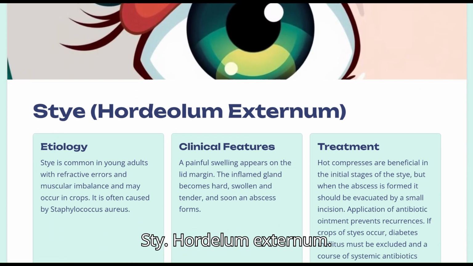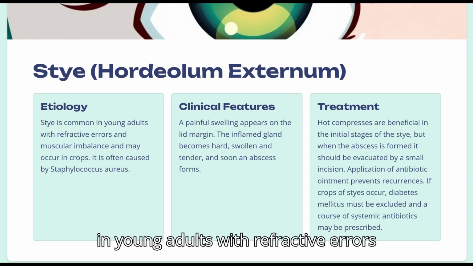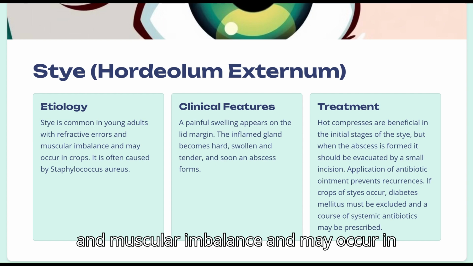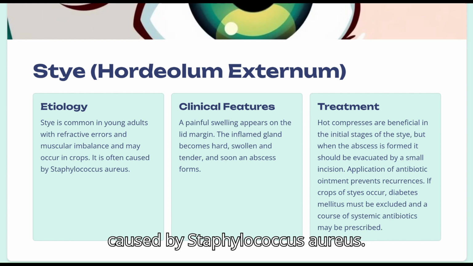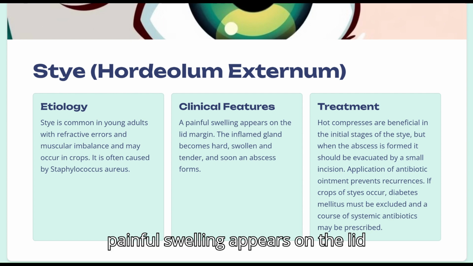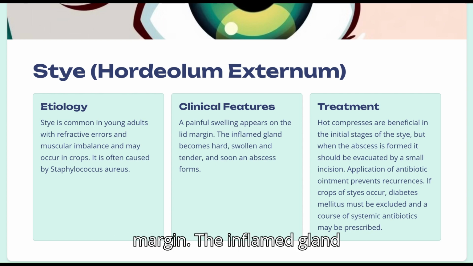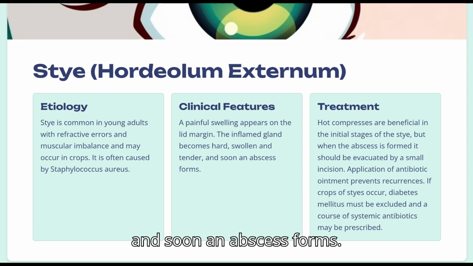Stye, hordeolum externum. Etiology. Stye is common in young adults with refractive errors and muscular imbalance and may occur in crops. It is often caused by Staphylococcus aureus. Clinical features. A painful swelling appears on the lid margin. The inflamed gland becomes hard, swollen and tender, and soon an abscess forms.